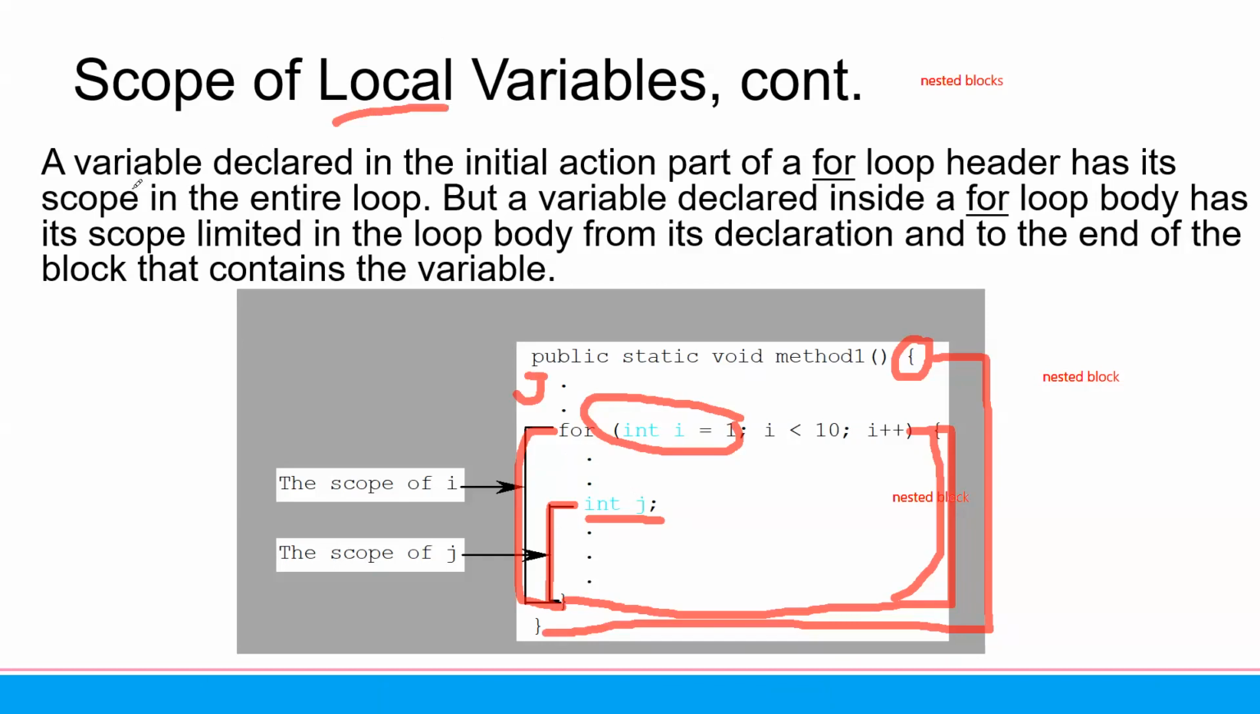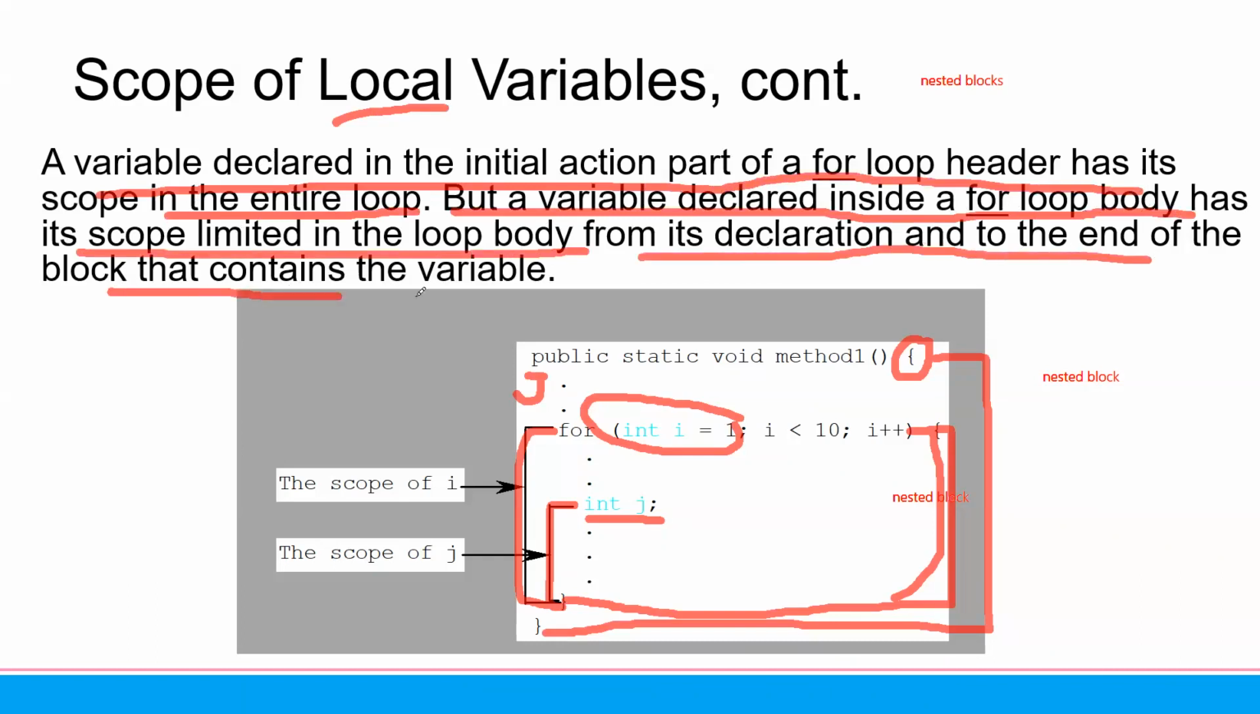So I give this definition. A variable declared in the initial action part of a for loop header has its scope in the entire loop. But a variable declared inside a for loop body has its scope limited to the body, from its declaration to the end of the block that contains the variable. Okay, so that's the meaning of this figure.